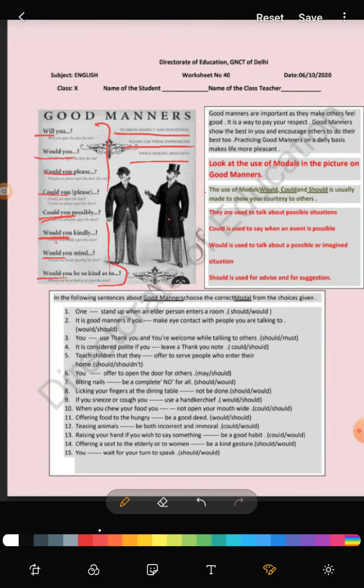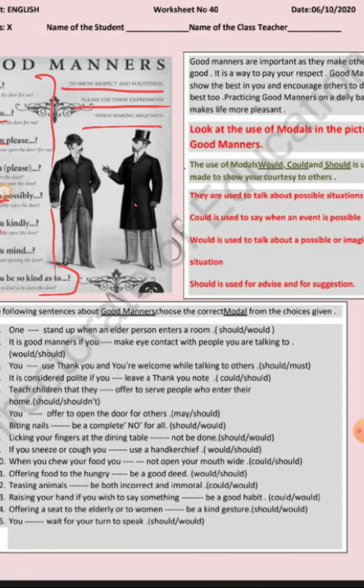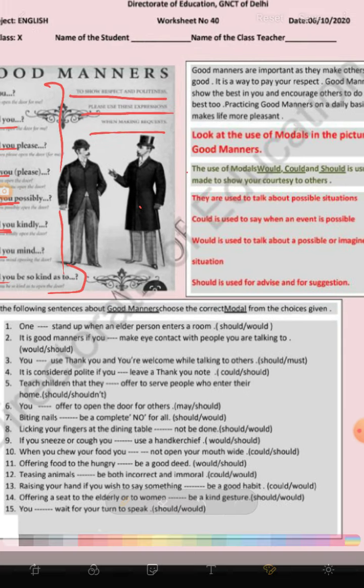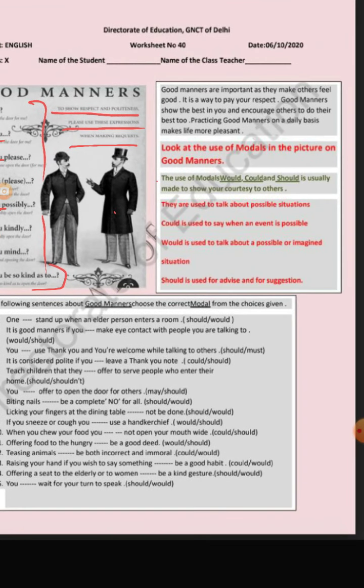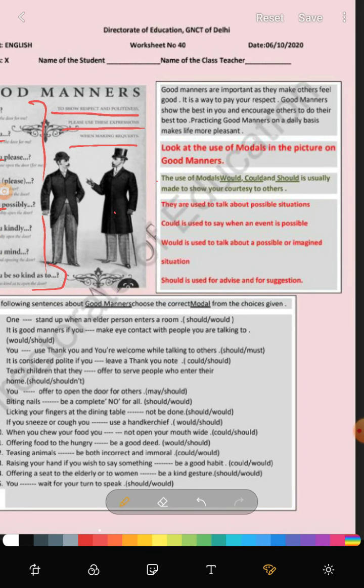Then we have good manners. Good manners is when you behave properly. Good manners are important as they make others feel good. It is a way to pay your respect. Good manners show the best in you and encourage others to do their best too. Practicing good manners on a daily basis makes life more pleasant.